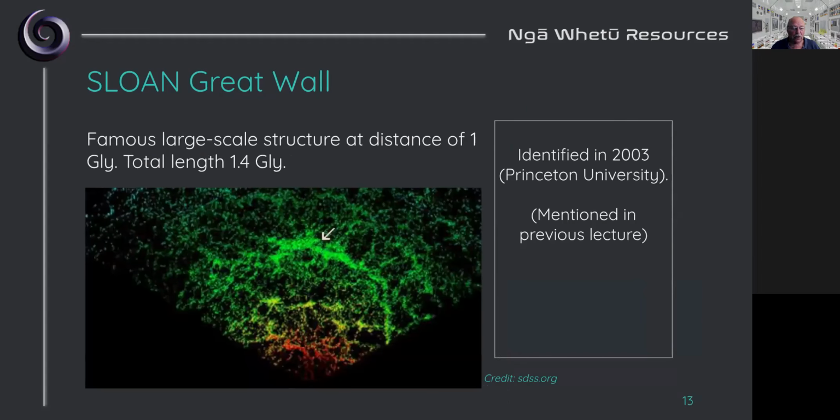So here you have this Sloan Great Wall I was talking about. But here you have the actual way in which they identified it in one of these slices, this particular linear structure that was referred to as the Sloan Great Wall. And it's named after that survey, as you can understand now. It's a distance of about 1 billion light years, and the total length of it, I don't know how they define the total length, is something like 1.5 billion light years.